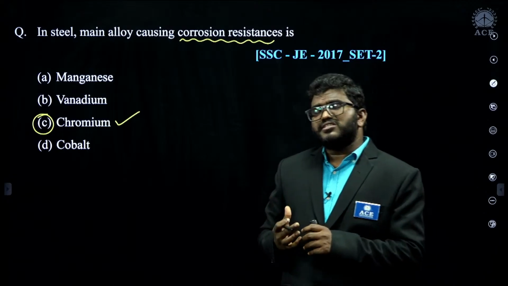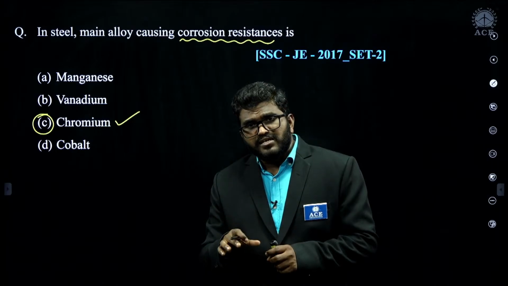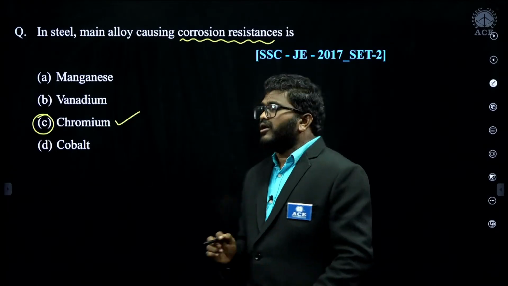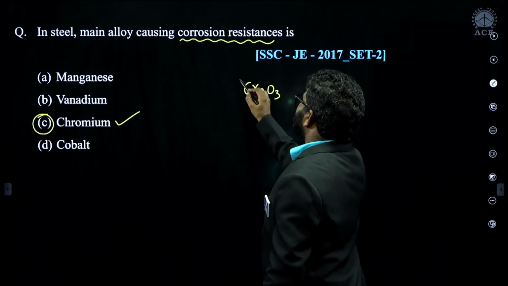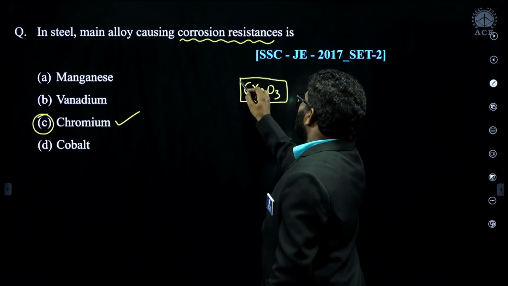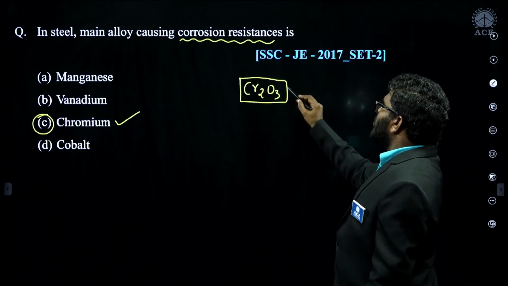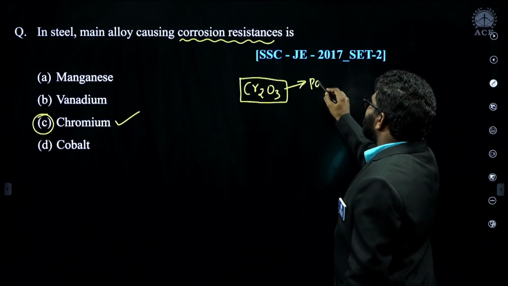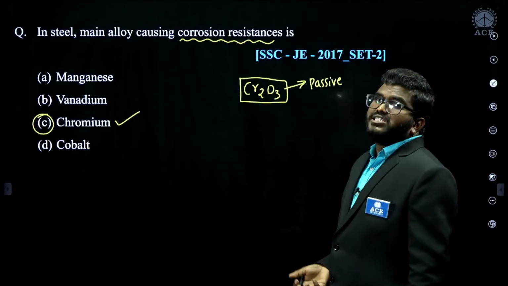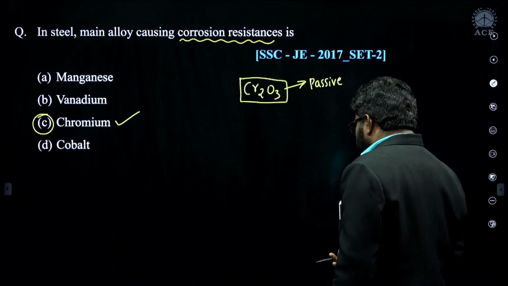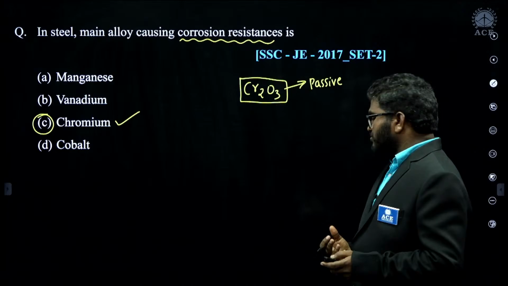How does corrosion resistance increase by adding chromium? Chromium in steel reacts with oxygen and forms a chromium oxide layer on the surface. This chromium oxide is a passive layer. It will resist the reaction. That's why corrosion resistance increases. So C is the correct answer for this question.